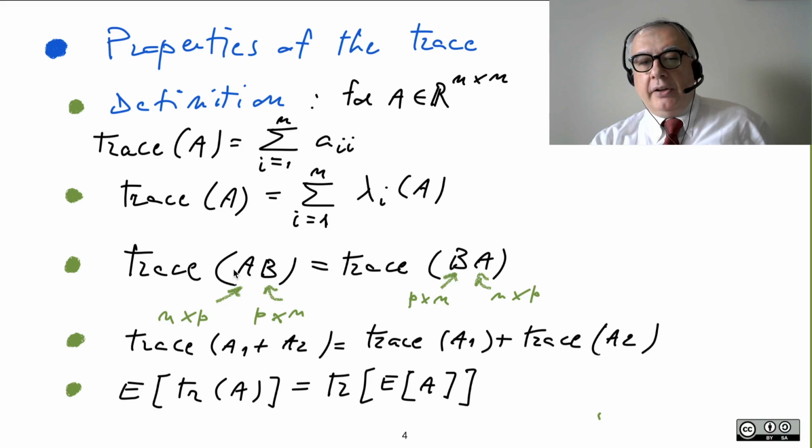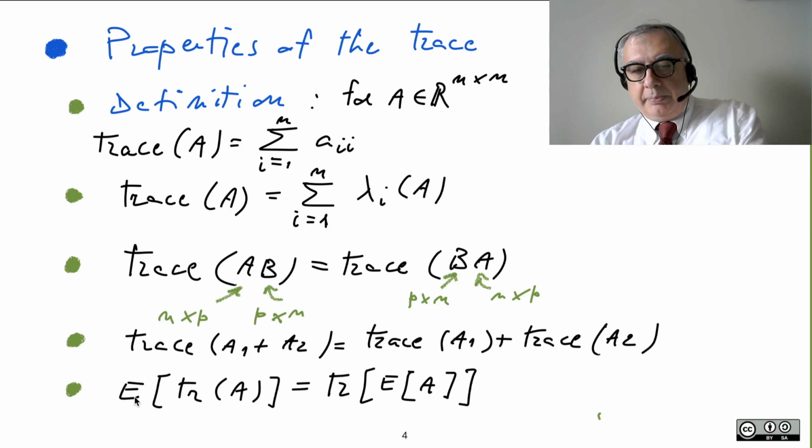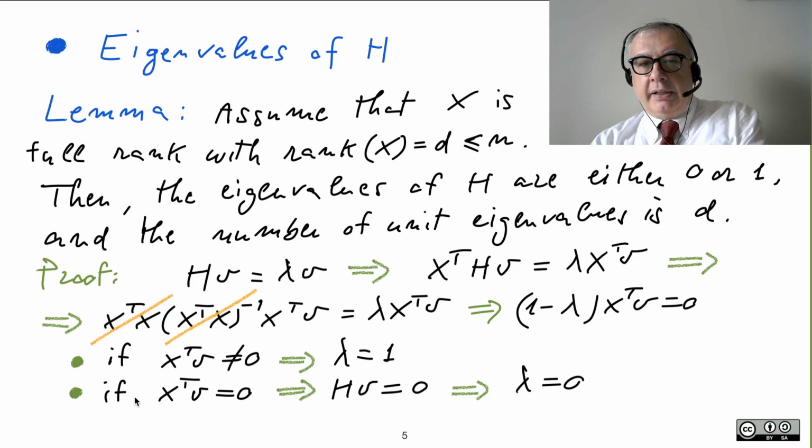A first property is that the trace is equal to the sum of the eigenvalues of the matrix. The trace of the product AB is equal to the trace of the product BA, provided that both products are meaningful. So in this case, as you can see, I'm assuming that A has n rows and B has n columns. So when I change the order, the product can still be done. The trace is a linear operator, so the trace of the sum is the sum of the traces. And finally, the expectation of the trace is equal to the trace of the expectation. So you can commute between the expectation operator and the trace one.